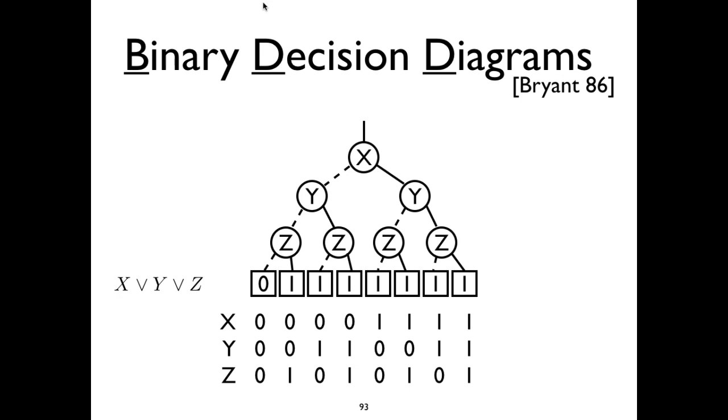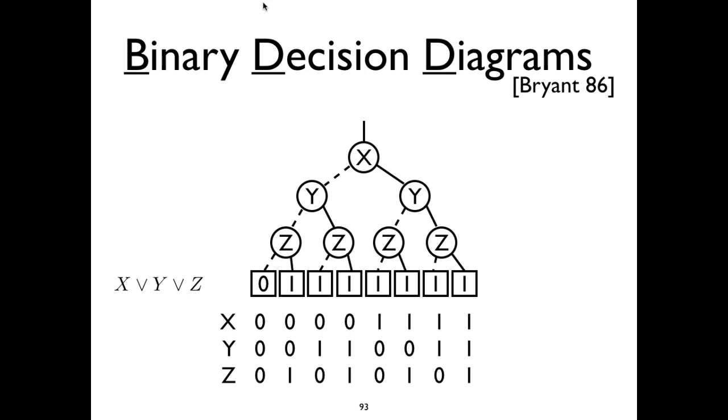And BDDs have the property that at every level, you have only one variable. So first, I choose X, then I choose Y, then I choose Z, and I've always got a false and a true branch. So the dashed line is X being 0. The straight line is X being 1. And I can do that recursively. And then I see that, as a result of that function X, Y, or Z, I get basically always true here. And here I got a false, basically.